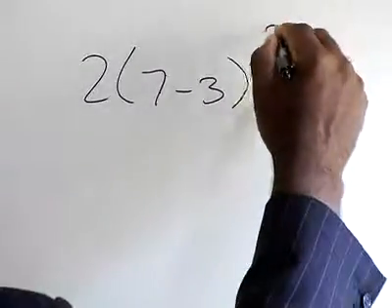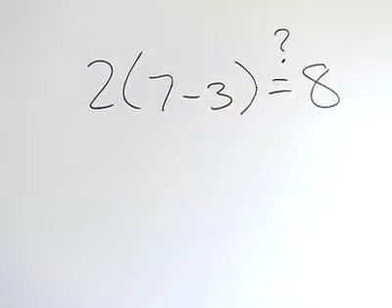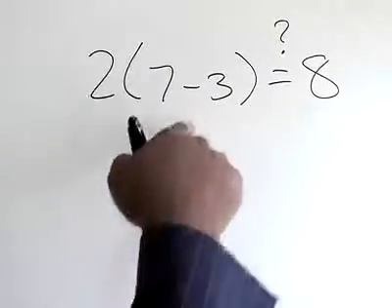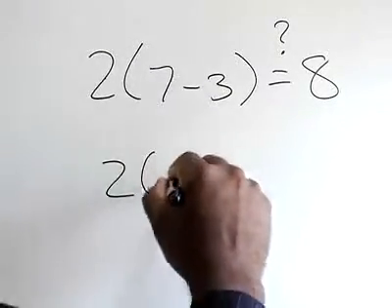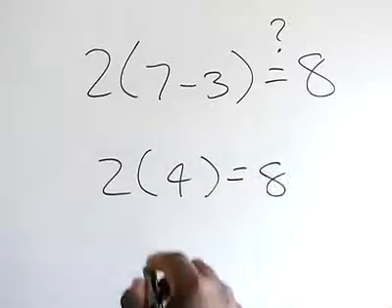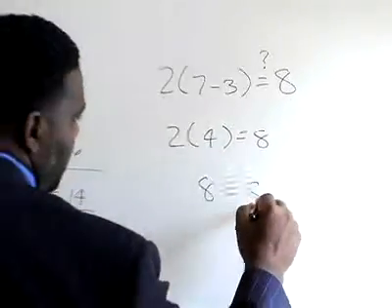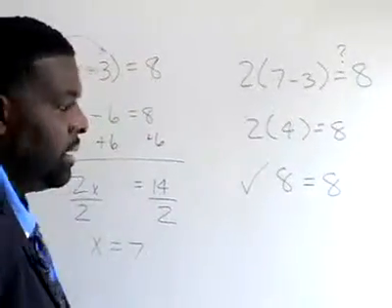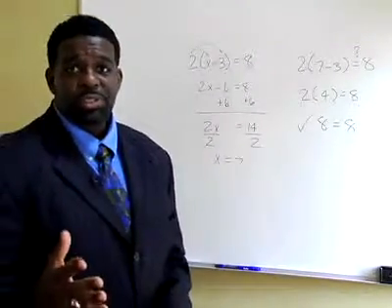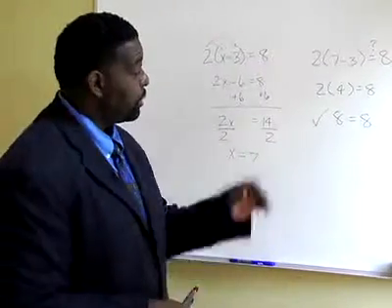And let's see if it's true. I'm going to put this question mark because I want to find out if this in fact is true. Simplify what's in parentheses. It's 4. And I know 2 times 4 is 8. So I know 8 equals 8. And it's correct. So you have no excuse for getting any of these problems wrong because you can always check.